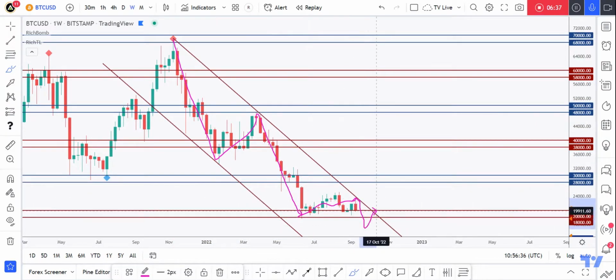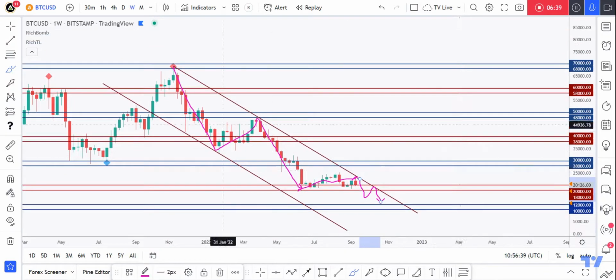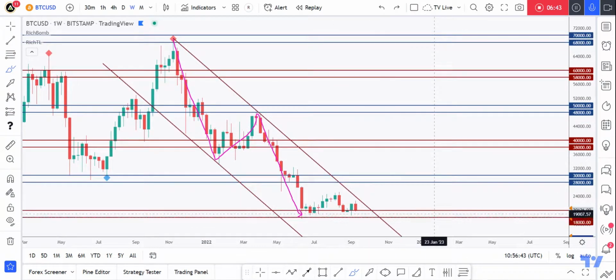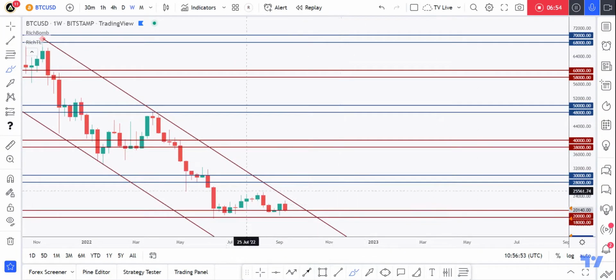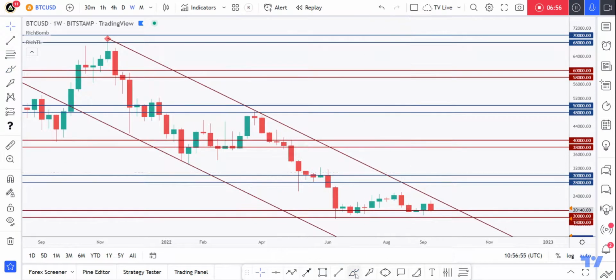If we have this break, it would signal the start of the third impulse movement downward, and the next support would be around, I don't know if you can see my alerts, around 10 to 12k in my opinion. So this would be our next support if we have this big break, and by break I mean a daily close below it. Just like what happened previously, if you can see it, a break below the 50k, a break below the 40k, a break below the 30k. If we see this, we'll break below the 20k and we'll trade lower.